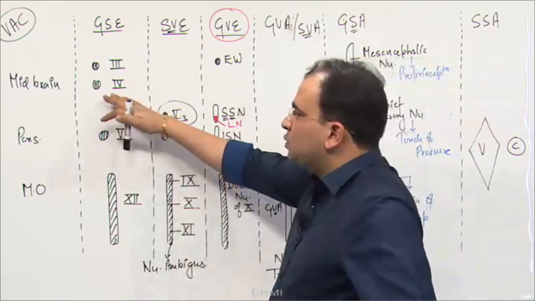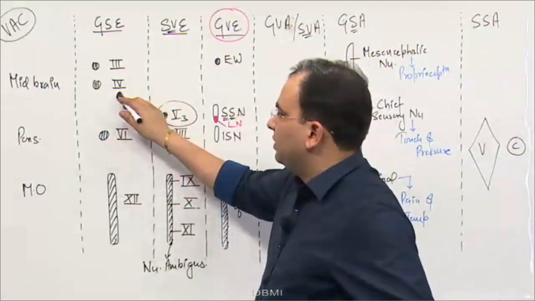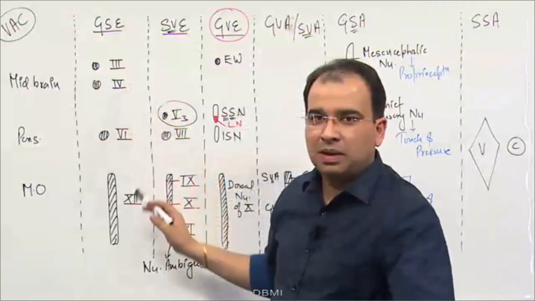If I say how many columns we have for trochlear nerve, only one. Trochlear nerve is only having one column, that is GSE. It is supplying this superior oblique muscle and nothing else.